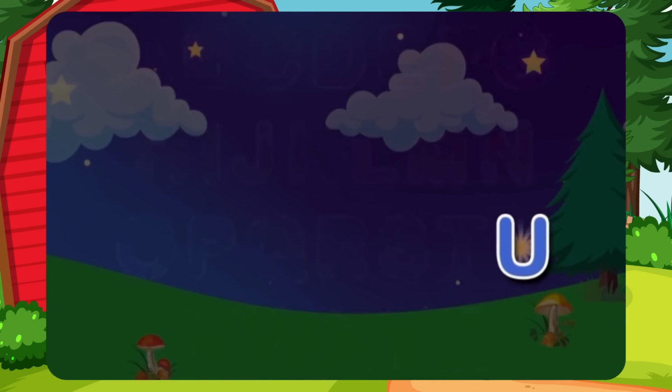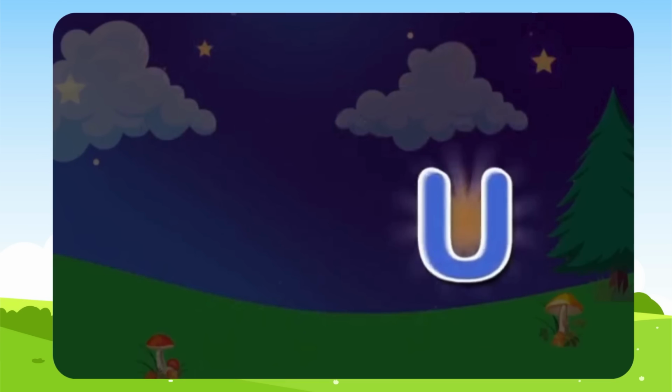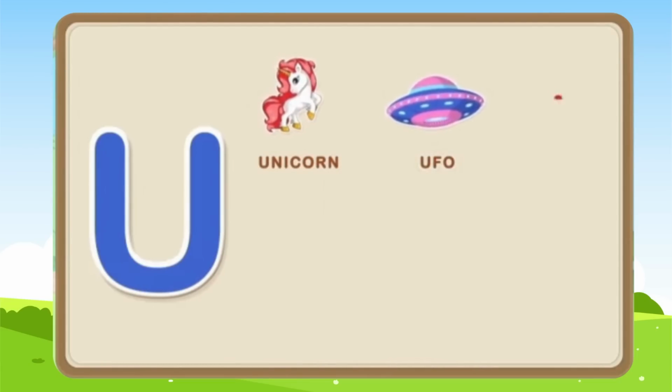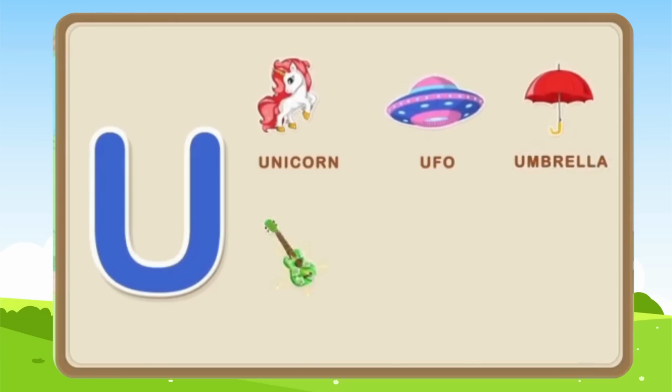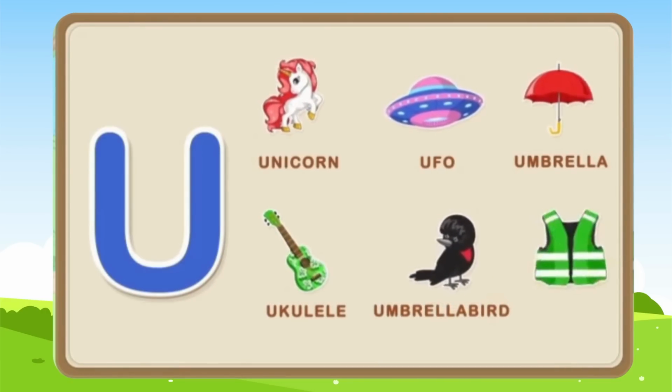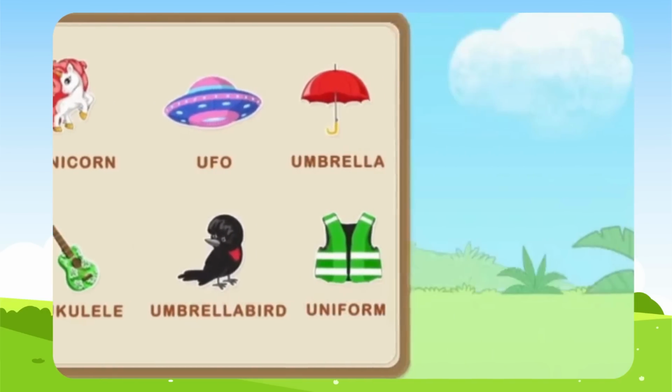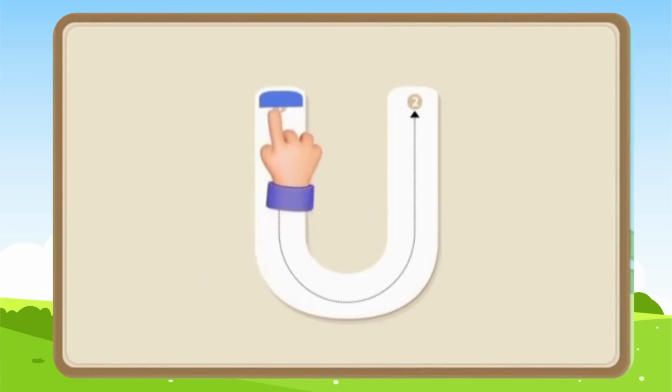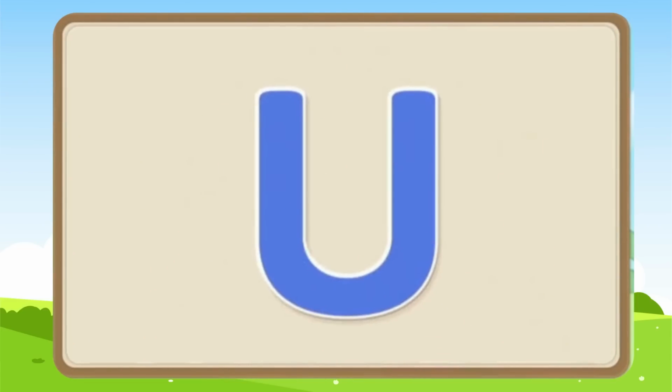We will learn the letter U. U is for unicorn, UFO, umbrella, ukulele, umbrella bird, uniform. Now, let's learn how to trace the letter. Perfect.